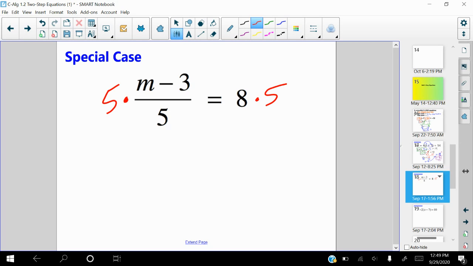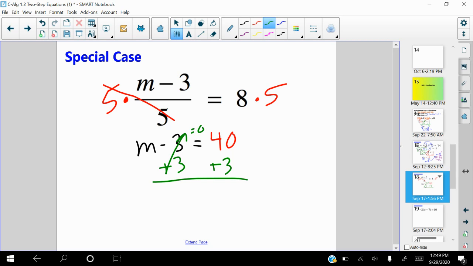When we multiply by 5, well, 5 divided by 5 is 1. So now we're left with our numerator, m minus 3. And now 8 times 5 is 40. And now we have a one-step equation. I add 3 to both sides to get that m all by itself, and we get that m is equal to 43.